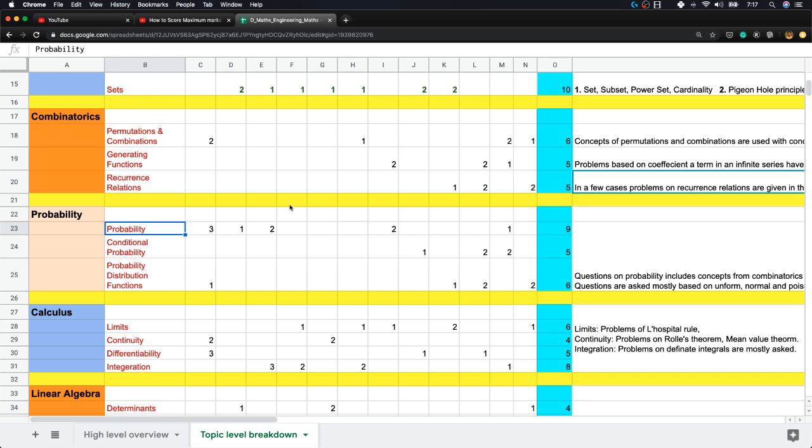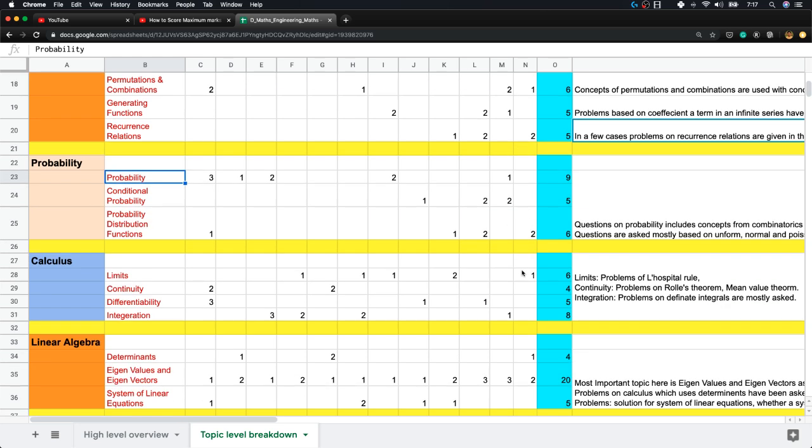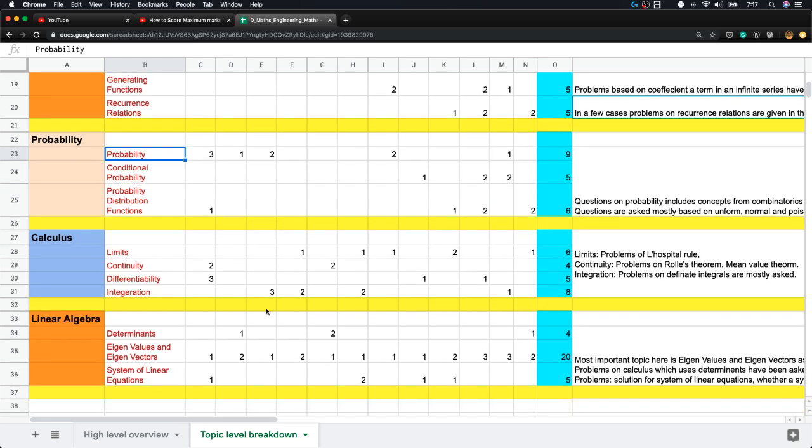In the older days, probability had less importance, but in the recent past, a lot of importance is given to probability, especially distribution functions, conditional probability and Bayes theorem, right? These problems are simple, to be honest with you. Calculus, again, is all around the place. You might get a couple of marks here and there.